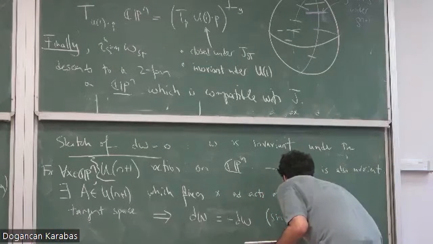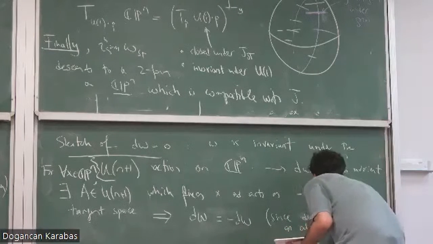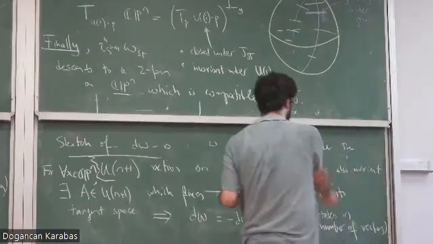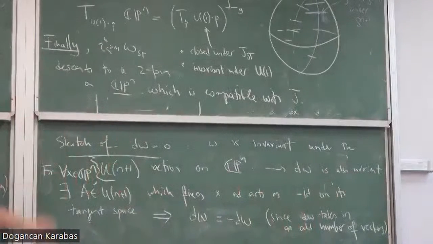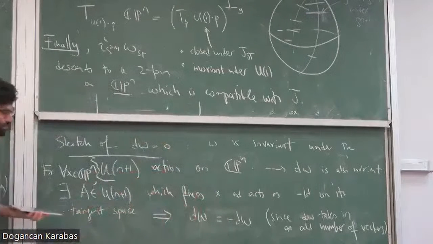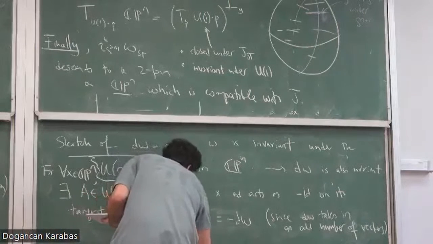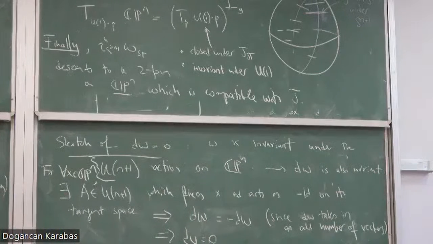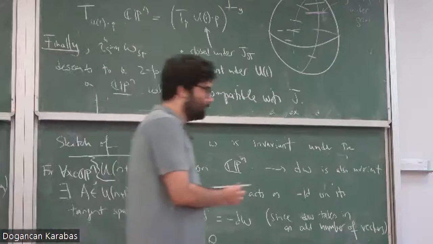an odd number of vectors. Okay, so you take in an odd number of vectors, it should be preserved by this action, which gives you this, which tells you that the omega should be 0. Okay. So this is kind of the geometric way of thinking about this Fubini-Study metric, Fubini-Study form. You can just write formulas too, and there are many different ways of thinking about it.